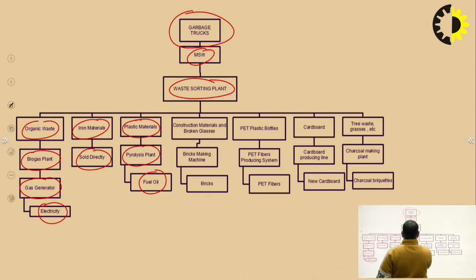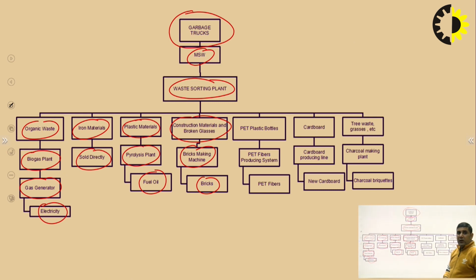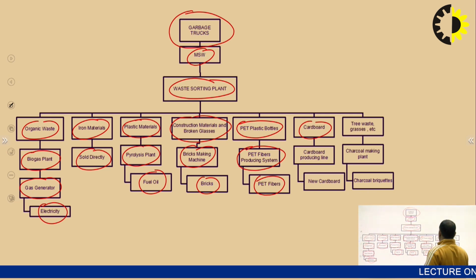The waste sorting plants' waste may also be construction material, may be broken glasses. They are sent to brick making machines, and the output is bricks, which are used to construct buildings for commercial as well as residential purposes. Then the waste sorting plants' output may be PET plastic bottles also. They are sent to a PET fiber production system, and the output is PET fiber. Then the output may be cardboard also. It is sent to cardboard producing lines, and we get new cardboard as the output.